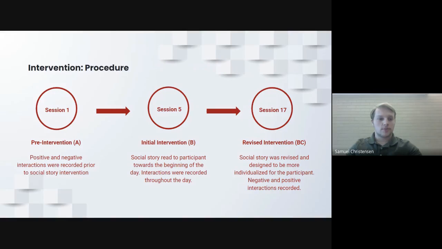For the procedure, we have the pre-intervention, or A, and the participant's positive and negative interactions were recorded before social stories were implemented. And then for the intervention, or B, social stories were read to the participant towards the beginning of the day and interactions recorded throughout the day. For the revised intervention, or BC, social stories were revised and designed to be more individualized for the participant, and negative and positive interactions recorded.